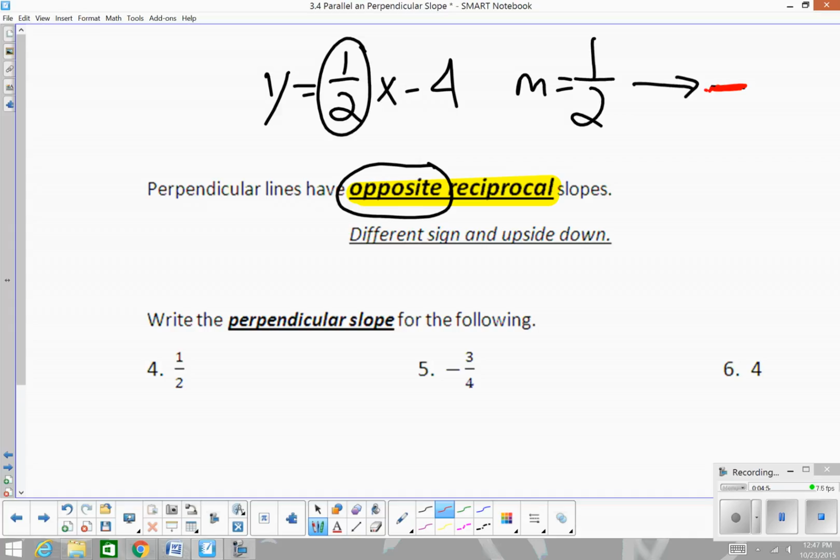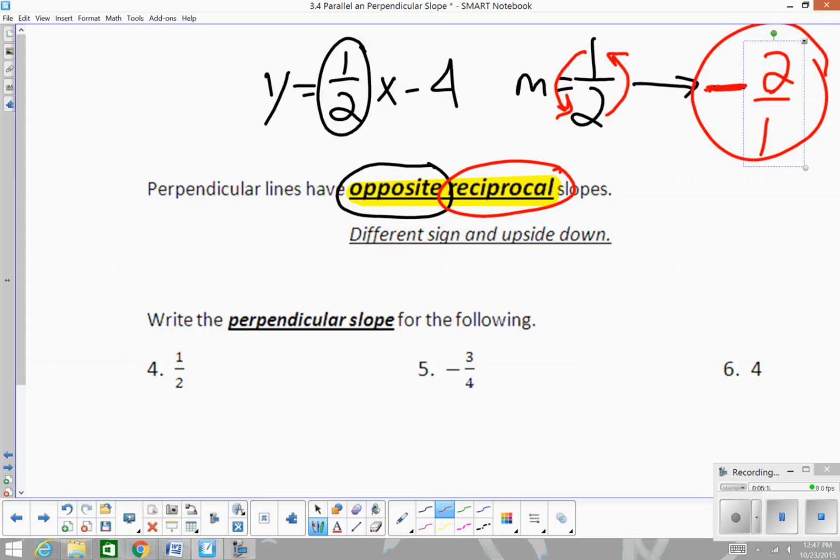Now the reciprocal. Reciprocal all that means is flipped. So I'm going to take that denominator and put it in the numerator, and take that numerator and put it in the denominator. I'm just going to flip the fraction to be 2 over 1. So my opposite reciprocal slope of 1/2 is negative 2 over 1, and that's the slope I would use to write a perpendicular line. For this, I could have the same y-intercept, but if I just asked you to write an equation that's perpendicular to a line, it wouldn't matter whether it was the same intercept or a different intercept.